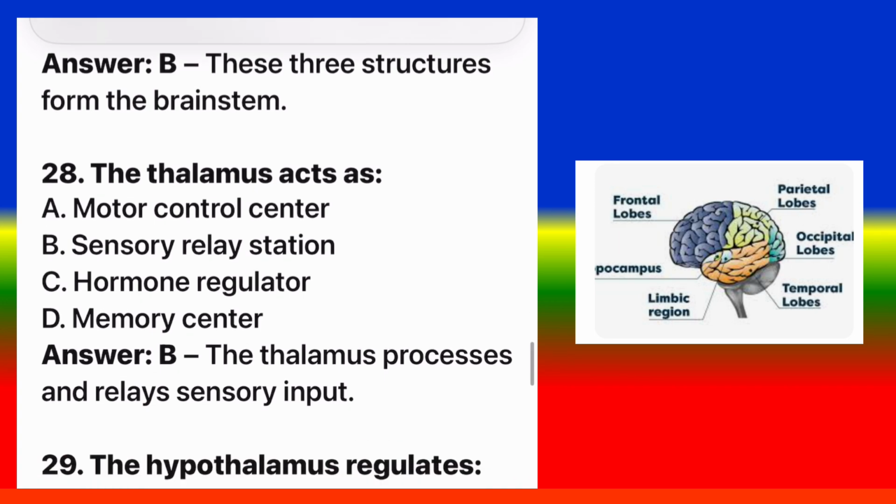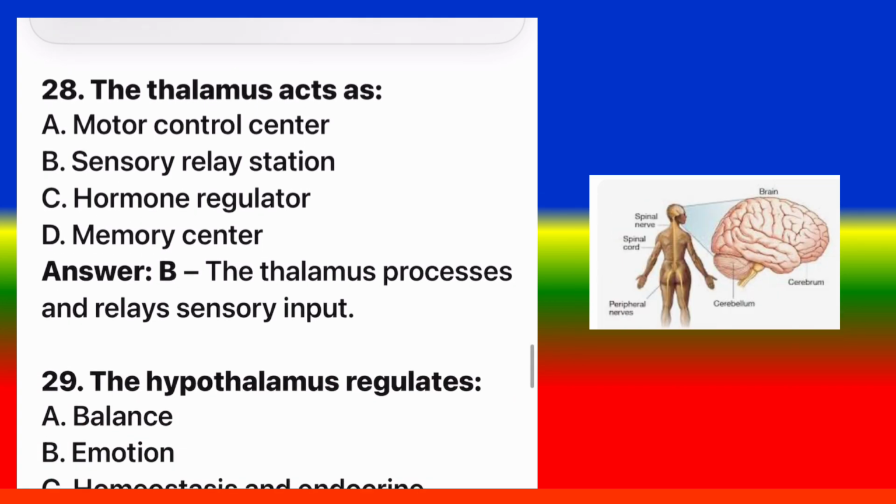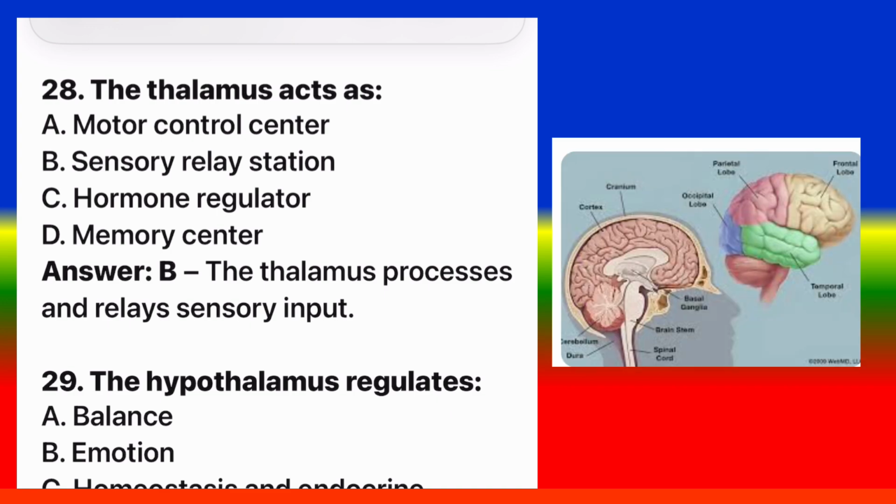28. The thalamus acts as A. Motor control center, B. Sensory relay station, C. Hormone regulator, D. Memory center. Answer B. The thalamus processes and relays sensory input.